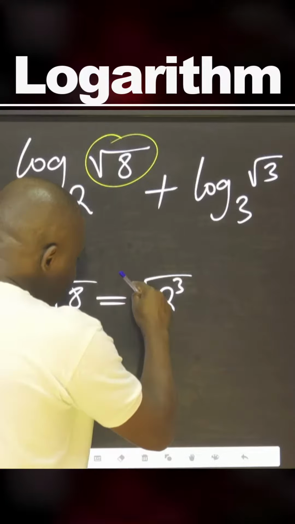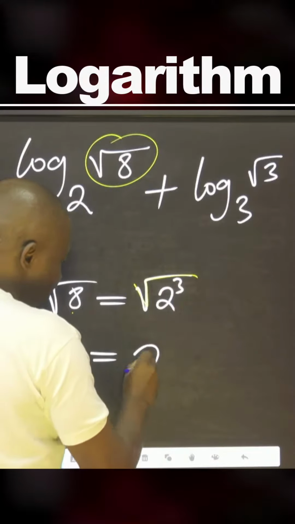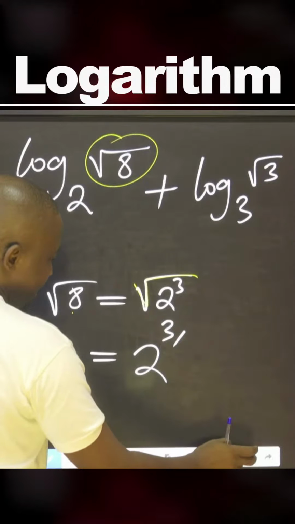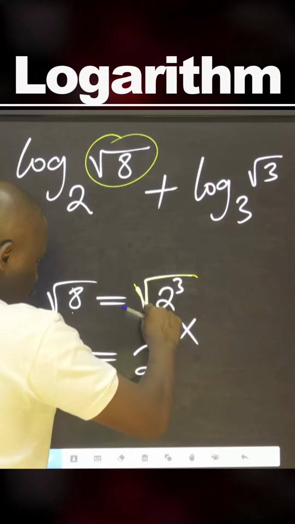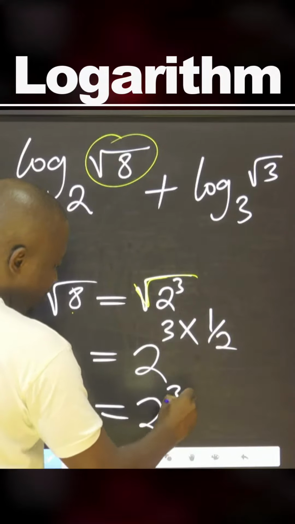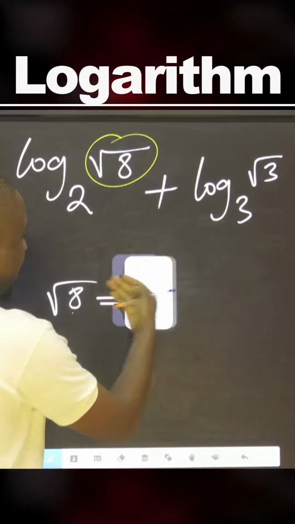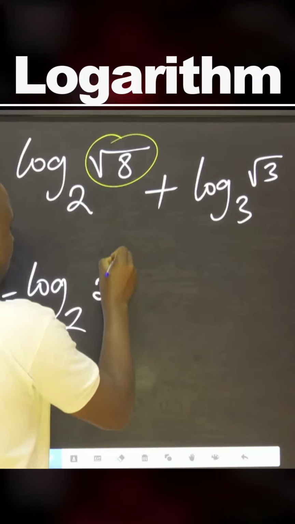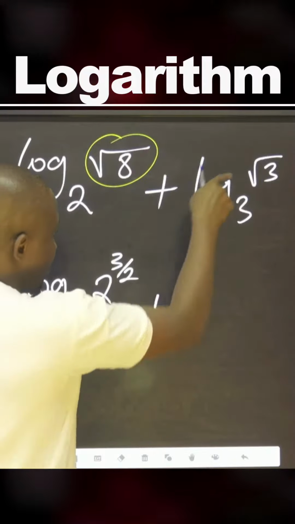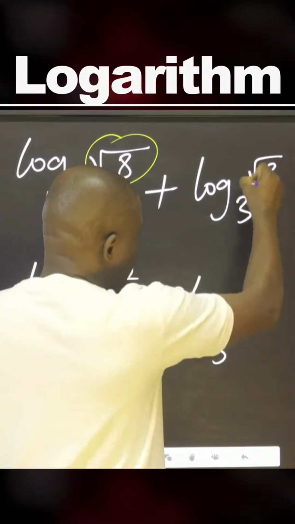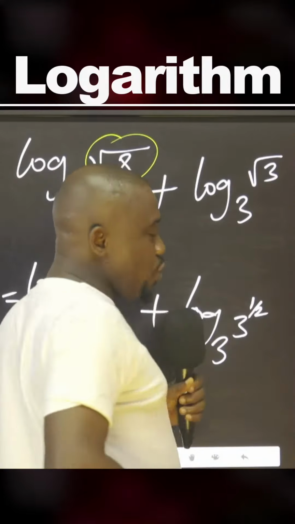Okay? So what is the meaning of this square root? It means 3 over 2. How do I mean? The square root means 1 over 2, multiplied by 3, which is 3 over 2. Therefore, I come to this place now to say 2 to the power 3 over 2. This one means 1 over 2. That is the square root.